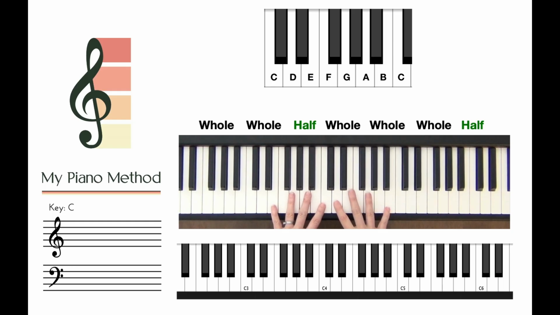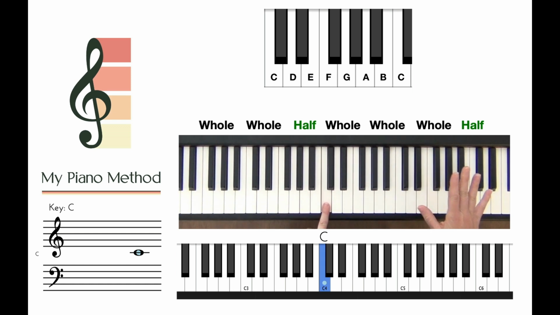So let's use this formula on the C major. We're going to start on our root note of C, and we're going to build our major scale using the formula whole, whole, half, whole, whole, whole, half. So we're moving up in half steps and whole steps. We're going to move up 2 whole steps and then a half step, and then 3 whole steps and then a half step. So from C, the first one's a whole step.